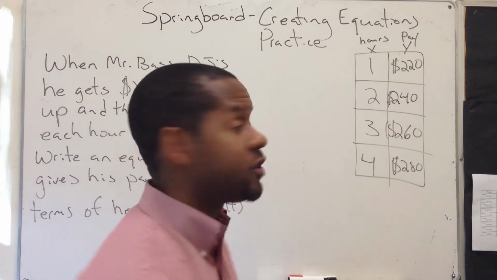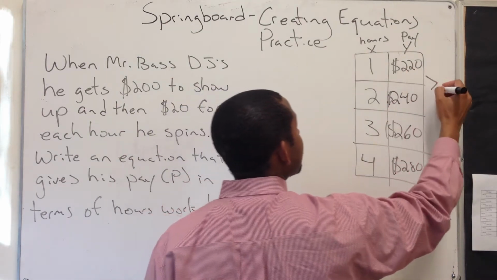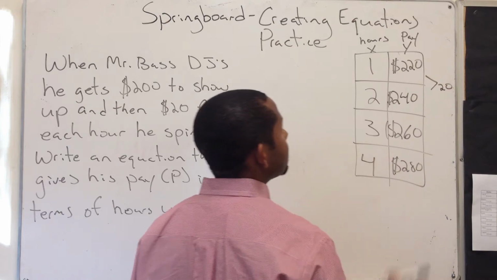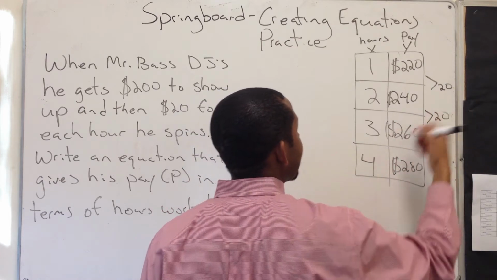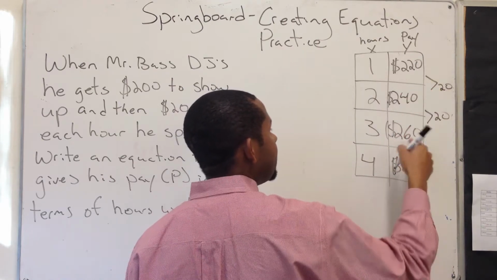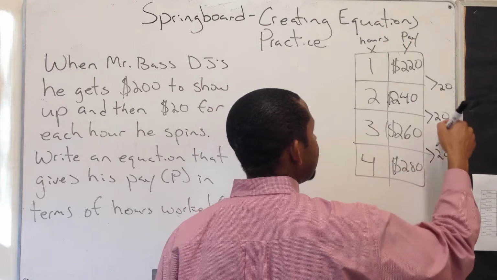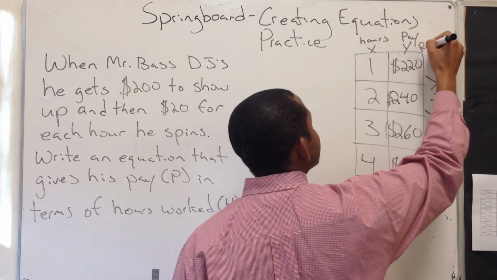Let's find our rate of change. Well, the difference between 240 and 220 is $20. Difference between 240 and 260 is $20, right? 40 plus 20 is 60, 20 plus 20 is 40, 60 plus 20 is 80. Here's our rate of change, right?